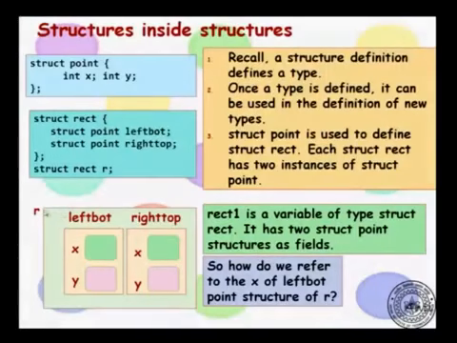So, this is how you would imagine the picture. R is a rectangle. It has 2 points, left bot and right top, and this left bot and right top themselves have 2 subfields x and y. Okay, so, this is the composite picture. Now, how do I manipulate this rectangle? How do I say that this rectangle's left bottom is the point 1 1? Suppose I want to say something like this.